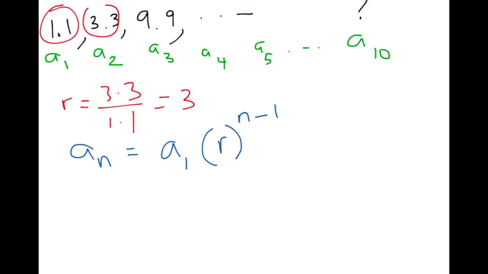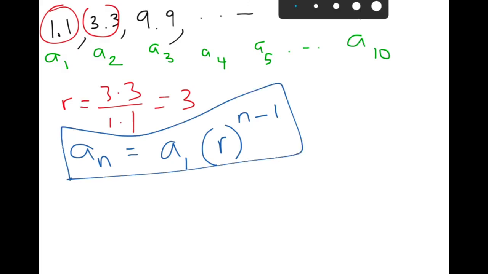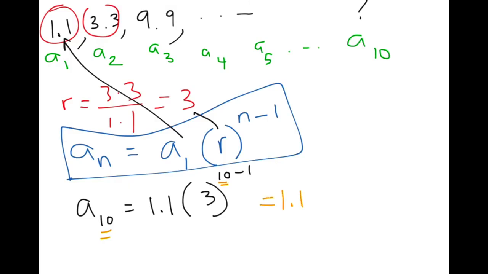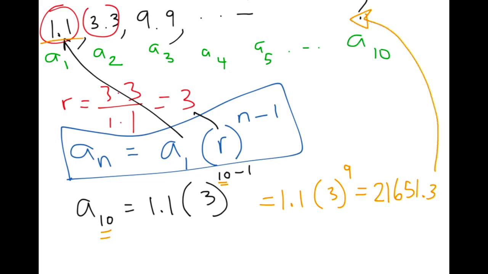So let's apply this formula. So I have A_n, so that's A_10, that means the 10th element of our sequence, is equal to A_1. We're starting from here, A_1, 1.1 times the common ratio, that's 3, the power of 10 minus 1. Again, why 10? Because I'm looking for element number 10, the 10th element. So in other words, I have 1.1 times 3 to the 9th power. So this is the 10th element in this geometric sequence.